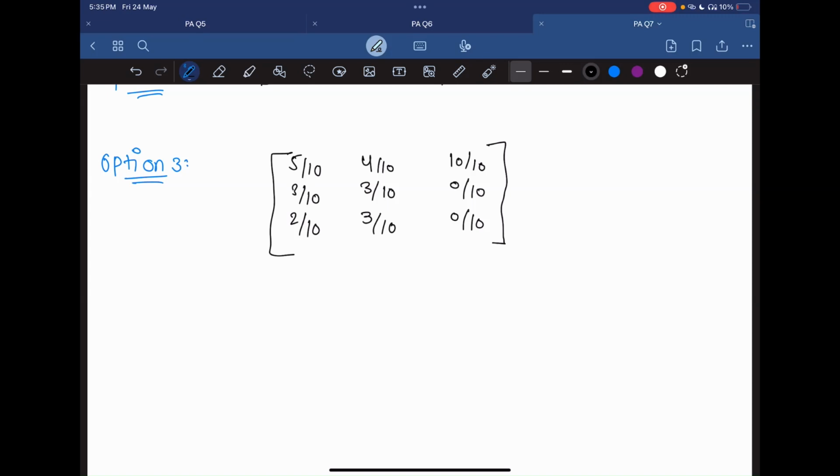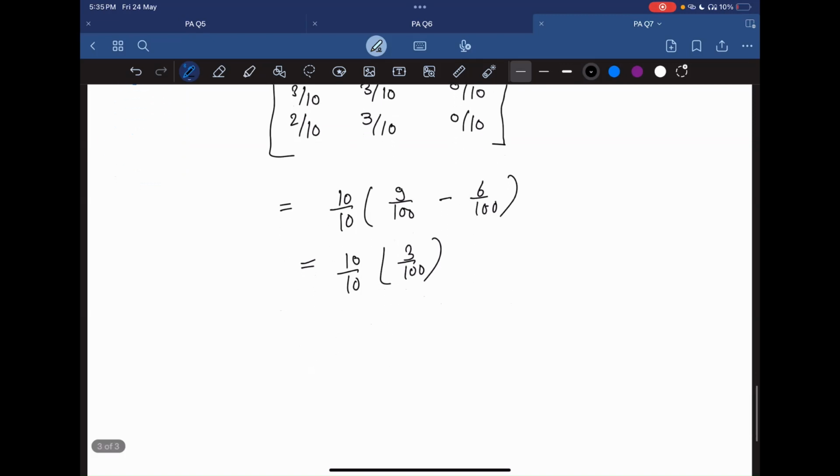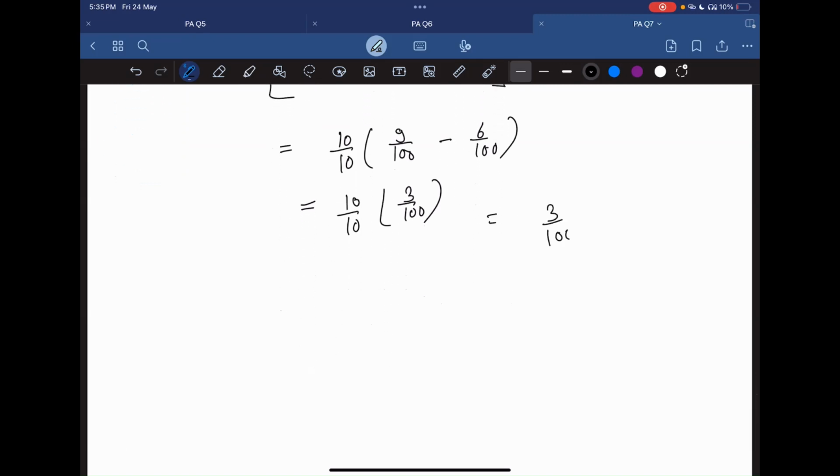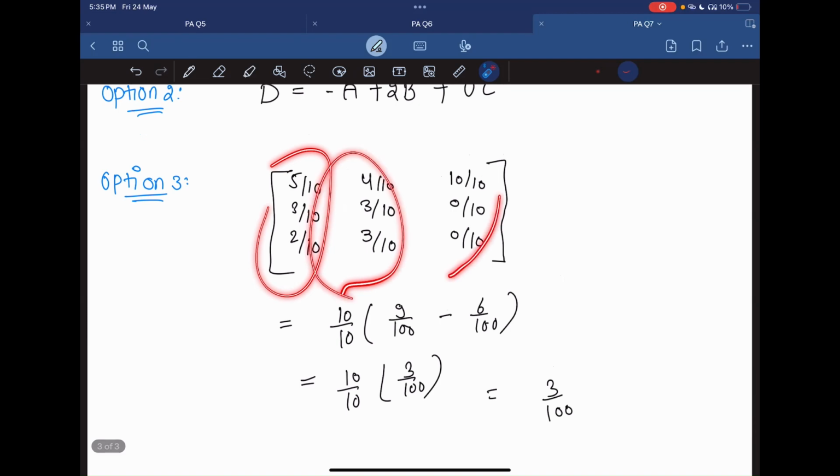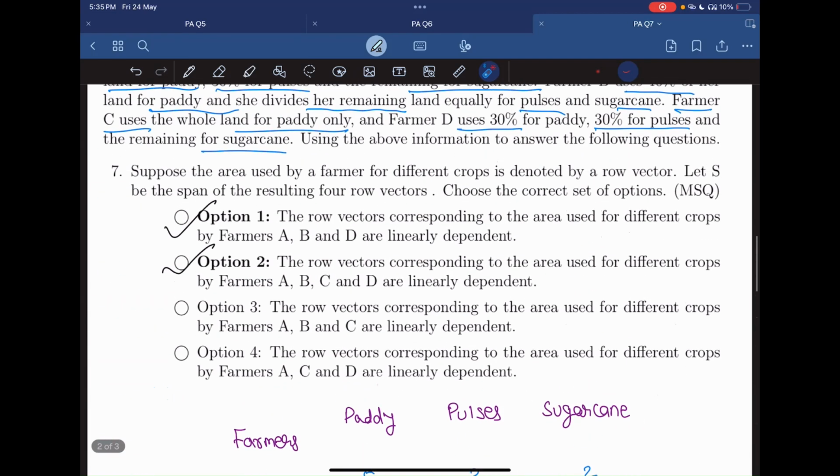If we try finding the determinant of this matrix, I will be finding the determinant along this column expansion. So it would be 10 by 10 times (9 by 100 minus 6 by 100), that is 10 by 10 times 3 by 100. So that is 3 by 100. As the determinant is a non-zero quantity, these vectors would be linearly independent. So option 3 is saying they are linearly dependent, so option 3 is false.